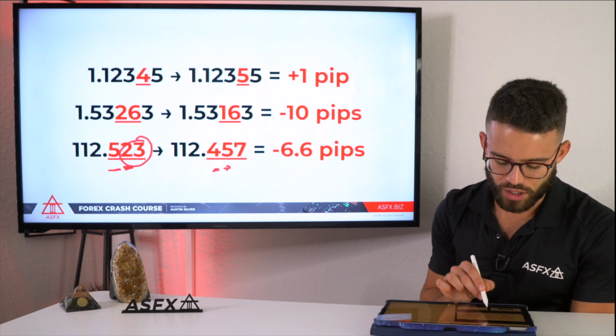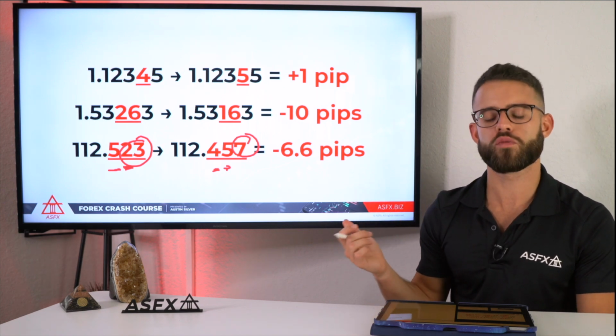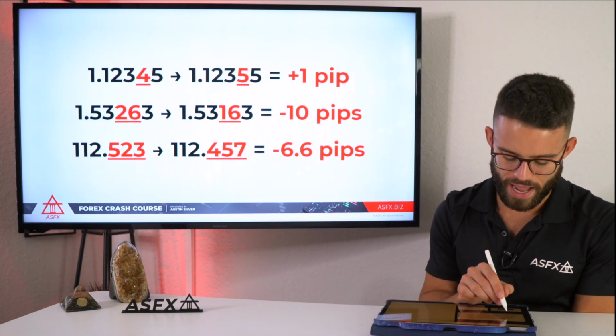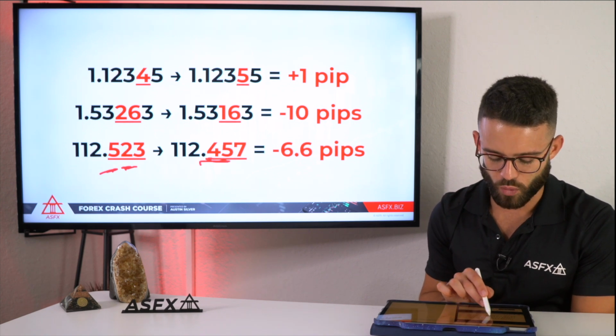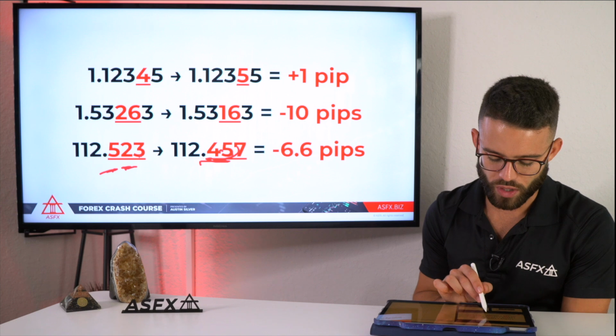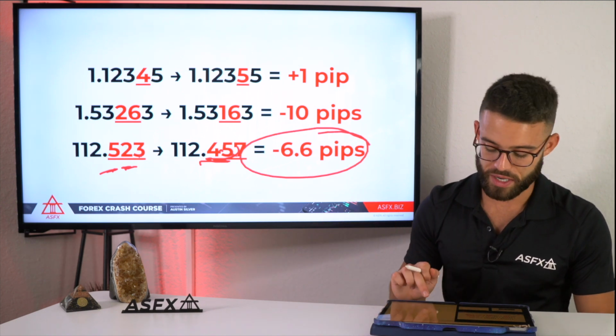The first digit from the right is called the pipette. It's a very small, like a micro pip movement. So we're really focused just on that second digit from the right and the third digit. So here we have 52 to 45, or 52.3 to 45.7. That's minus 6.6 pips. And that's basically how we read price action.